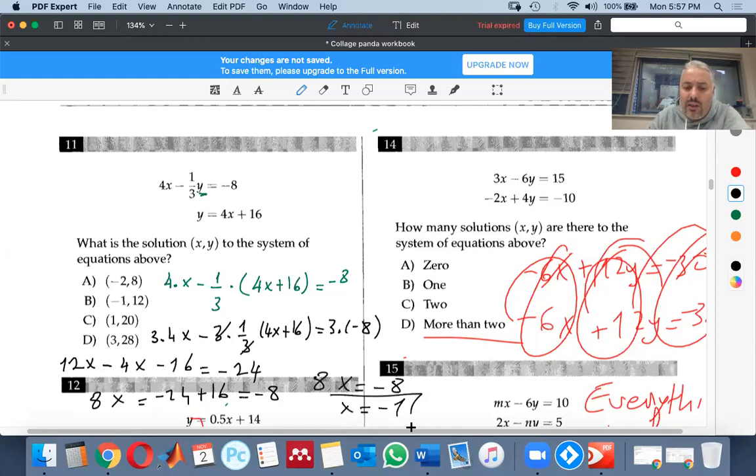1x is negative 1. Do I have negative 1? Only here. So the result must be B. But to be sure, let's check. When x is negative 1, put it here: 4 times negative 1 plus 16, negative 4 plus 16, so positive 12. So this is positive 12. So finished.